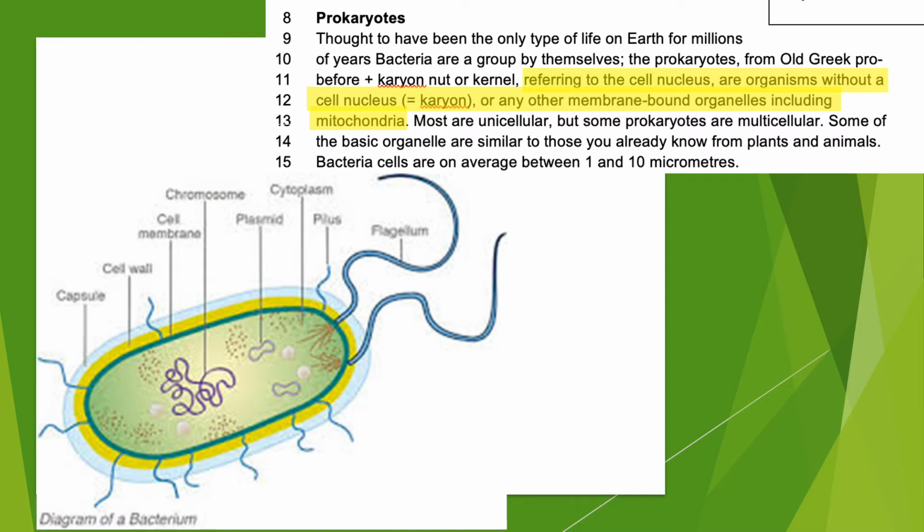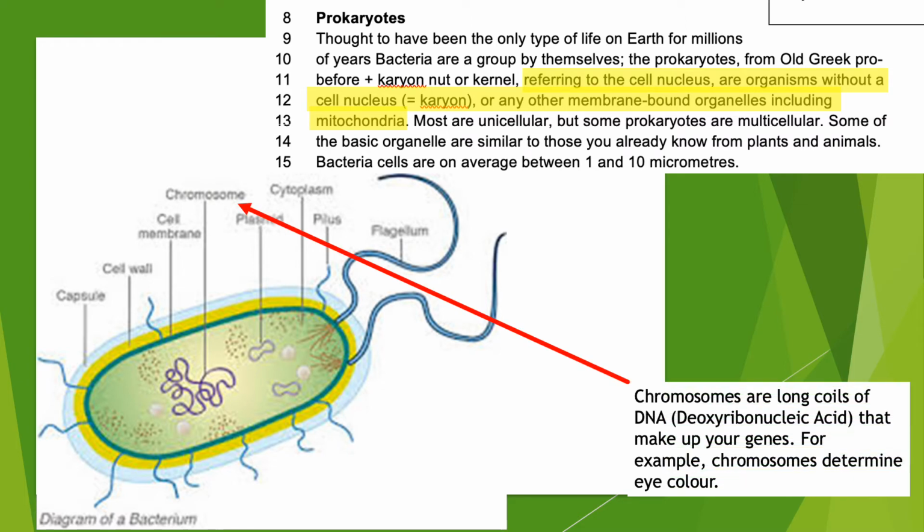This is because the nucleus of a eukaryote contains genetic material, the DNA, and that DNA basically tells the cell how to behave, how it controls itself. Whereas bacteria don't have a nucleus, but they have something called chromosomes, at this part right here. Chromosomes are long coils of DNA, which stands for deoxyribonucleic acid. It's a really long name, but it'll help if you remember it. And these make up your genes.